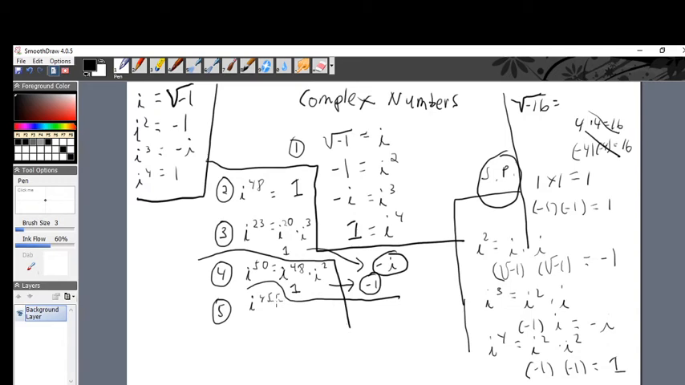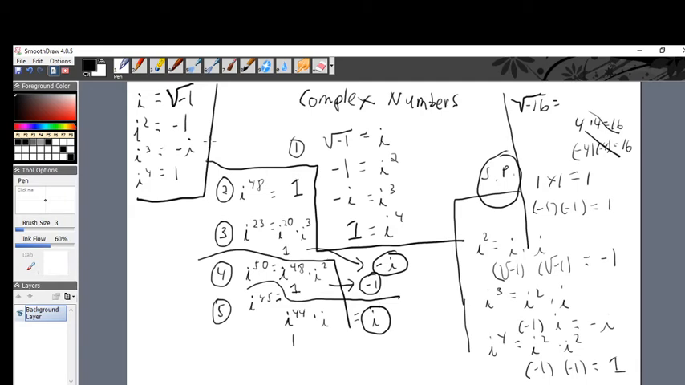And finally, what about i to the 45? Break it down into two pieces. i to the 44, because that's the largest number beneath 45 which is divisible by 4, times i itself, right? i to the 1 power. 44 plus 1 is 45. So this is guaranteed to be a 1. 1 times i is i. And what do you answer? You answer i for number 45.